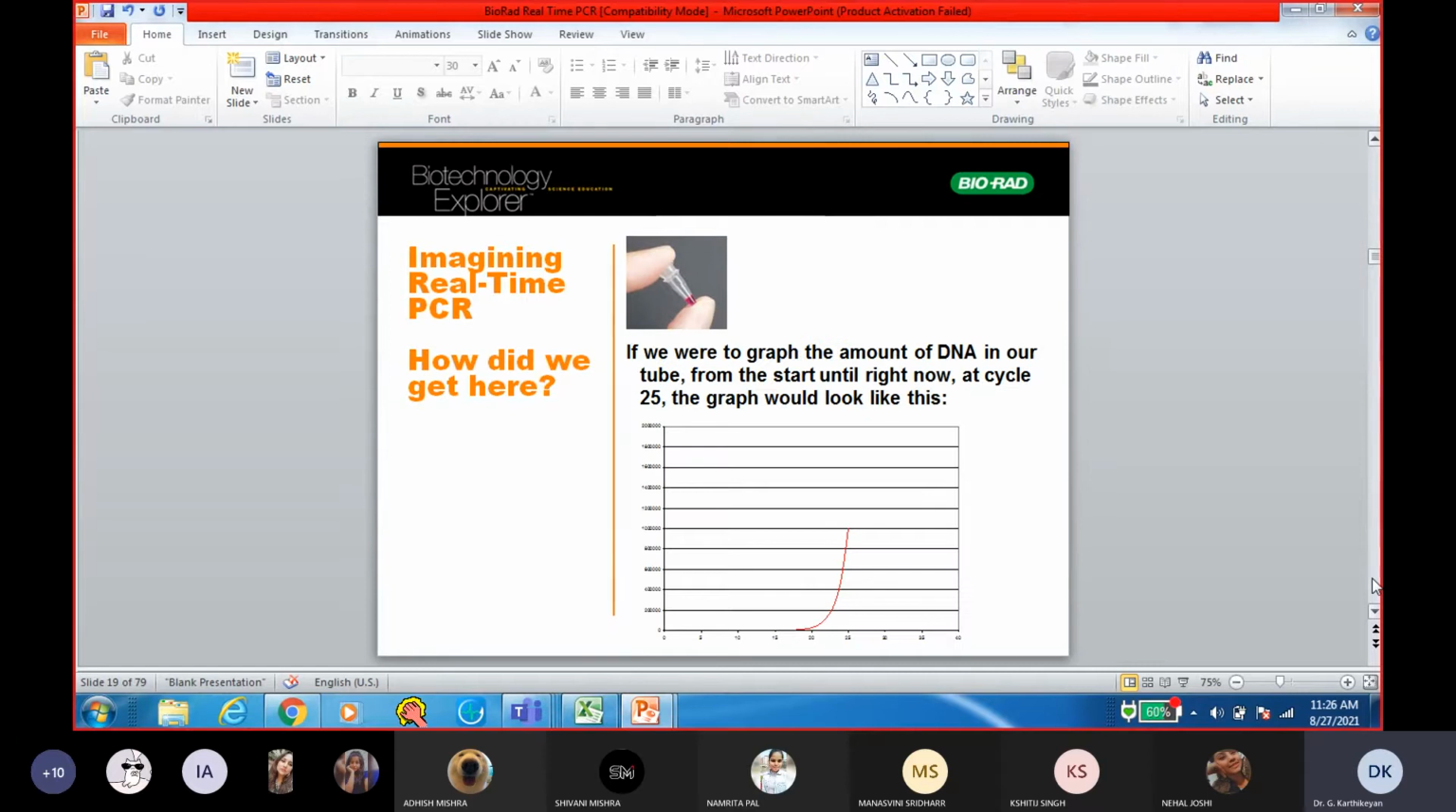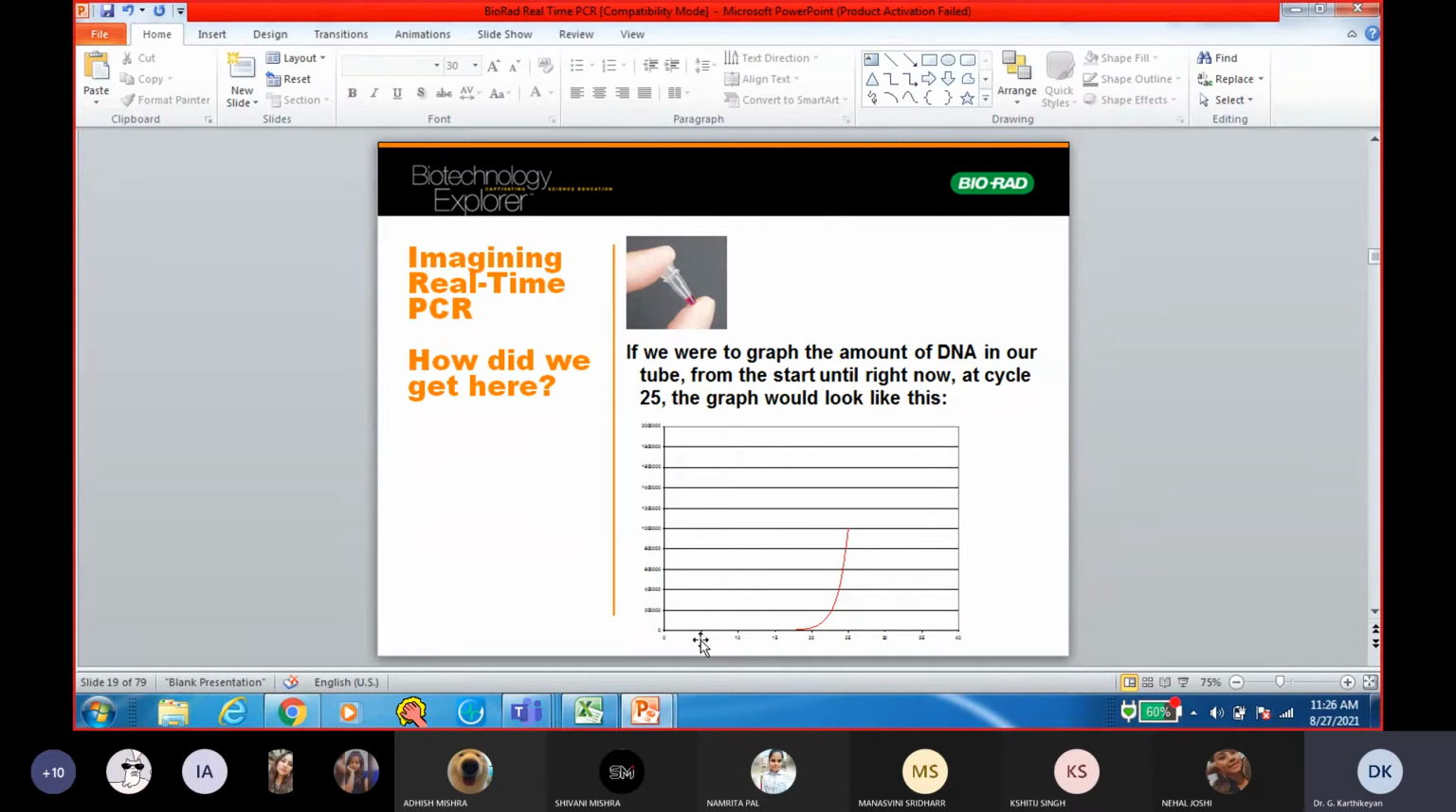So if we were to put these numbers on a graph, you will see a graph somewhat like this. It is slowly starting to increase. It is part of a sigmoidal graph. I'm sure all of you would have done this in Excel sheets, and what you're going to see is something like a sigmoidal graph.